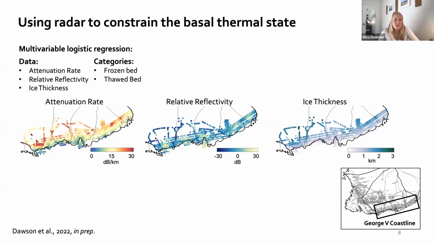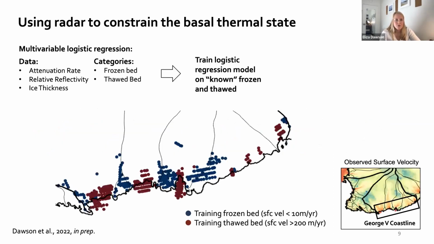And what I do is I feed this into a logistic regression model. The data that I put in is attenuation, reflectivity, and ice thickness. A logistic regression is useful because I have these two categories, right? Frozen and thawed. And I want to know where some of these unknown areas lie within this range between frozen and thawed. And so I train my logistic regression model on what I'm calling my known frozen and thawed areas, which you can see in this map below.